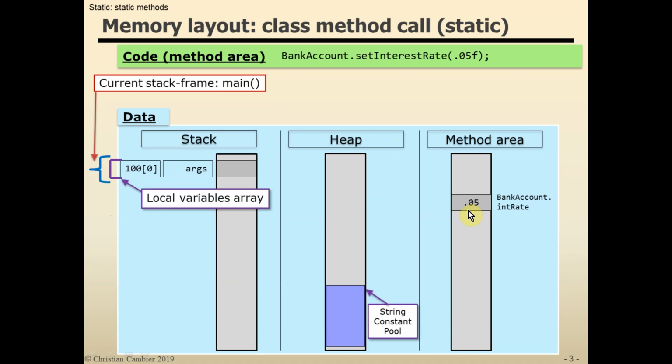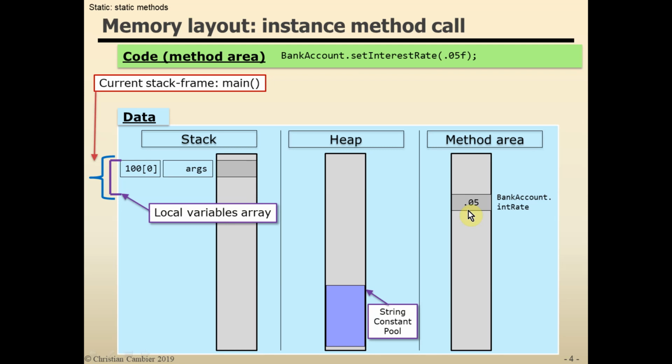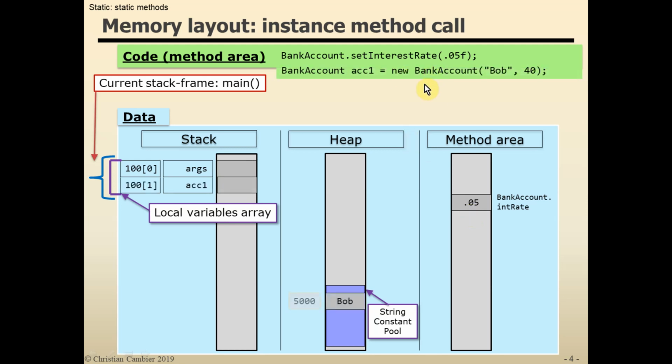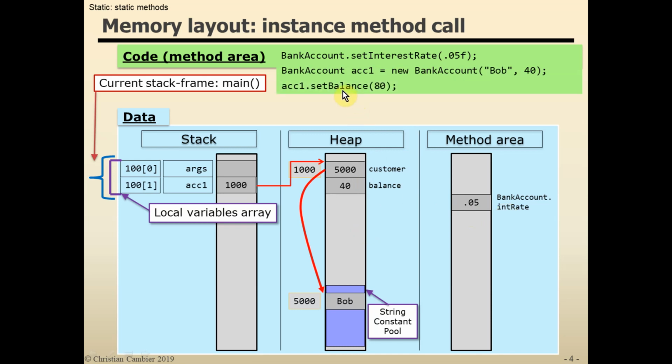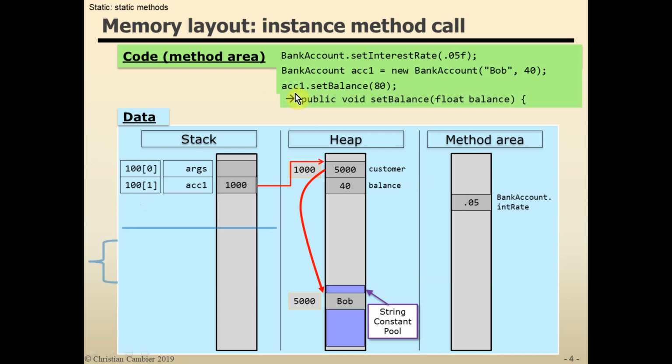How about invoking a non-static method? We first create the BankAccount object for Bob. Note that the interest rate property is not part of the object. Then invoking setBalance. This time, since setBalance is a non-static or instance method, we need to use a reference variable, in this case account1. A stack frame is created for setBalance.